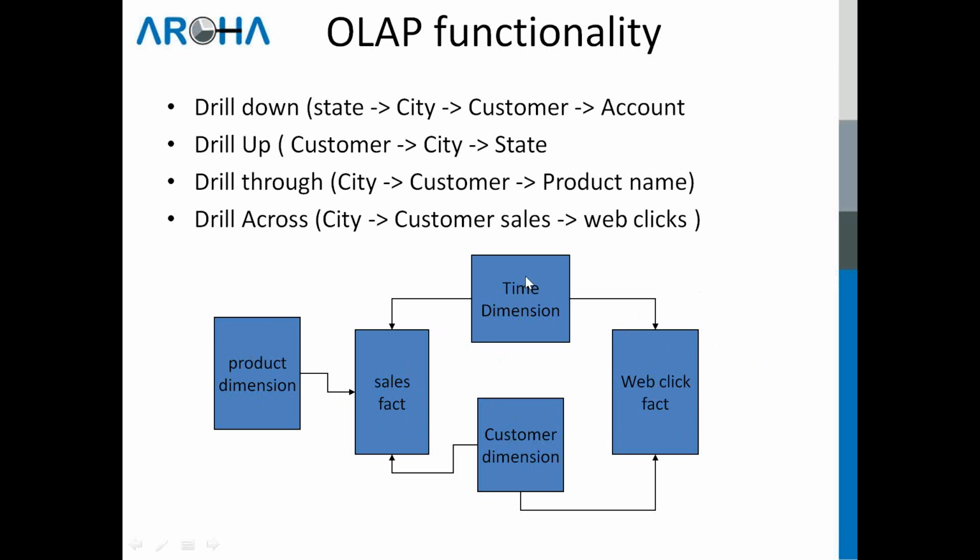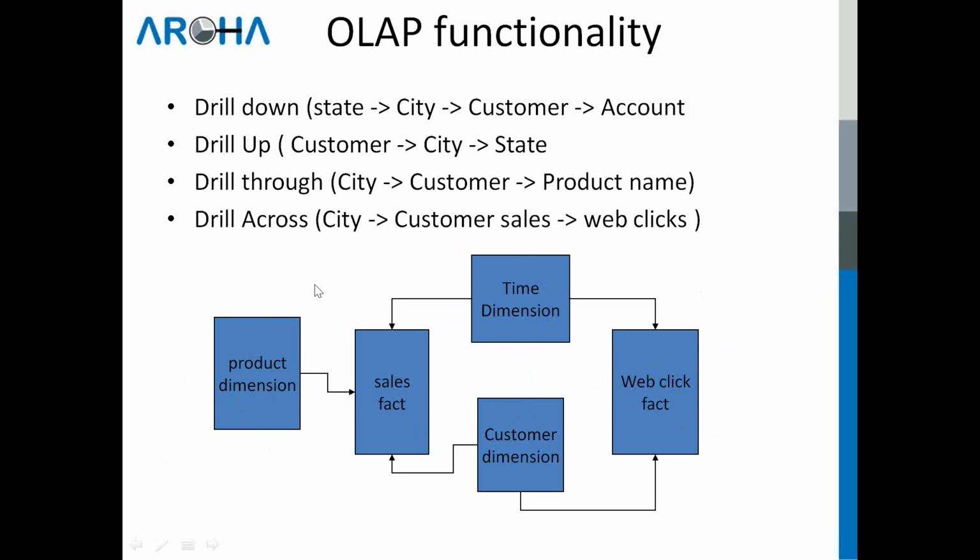Your time dimension and customer dimension are called conformed dimensions because they are associated with both the facts. And you have a product dimension that is associated only with sales fact. Still, you can consider it as a conformed dimension, the moment it links to another fact table.